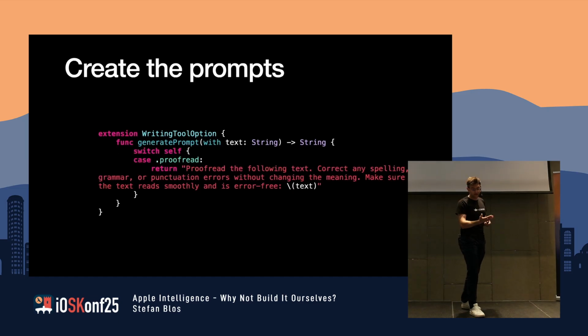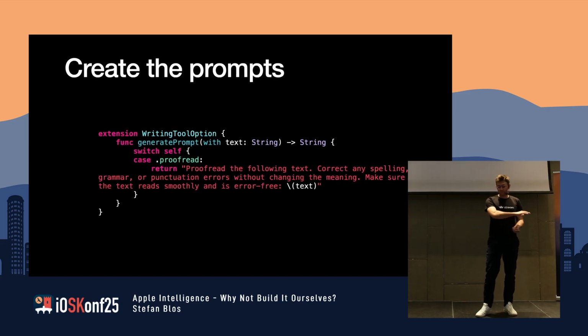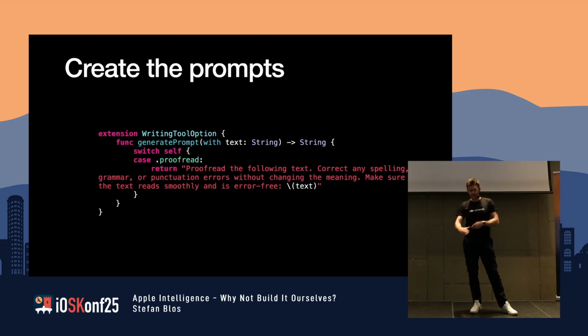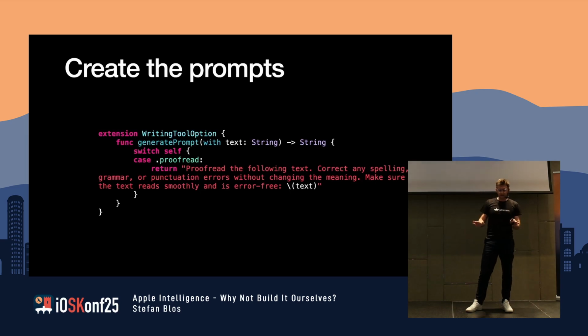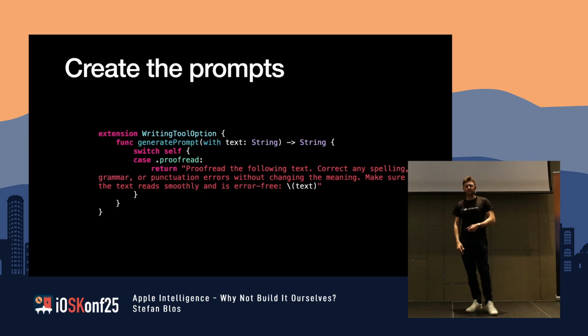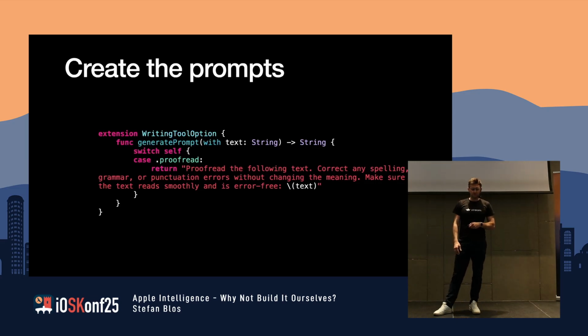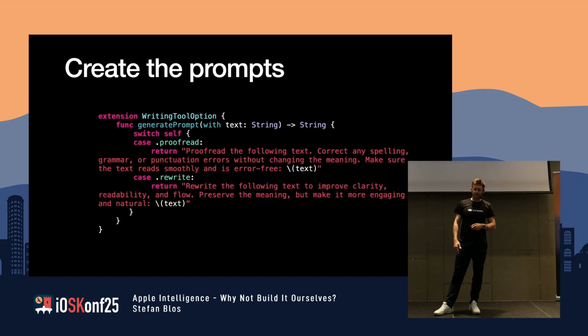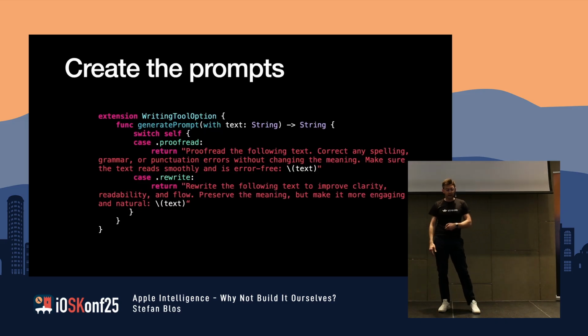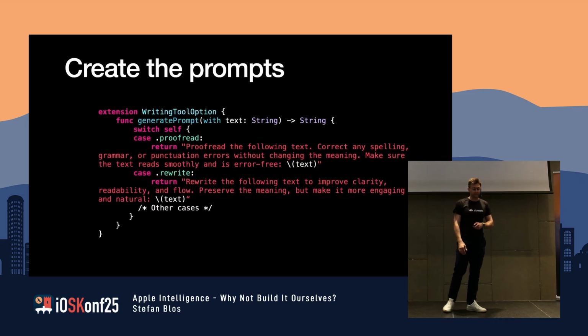For the case proofread, we create the prompt: proofread the following text, correct any spelling, grammar, or punctuation errors without changing the meaning. Make sure the text reads smoothly and is error-free, and we append the user text. Of course, we can optimize this. This is just one prompt I came up with, so there are options to create even better results here. But this is quite easy to do, and we can do this for all the other options, so for the rewrite option and all the other cases as well.